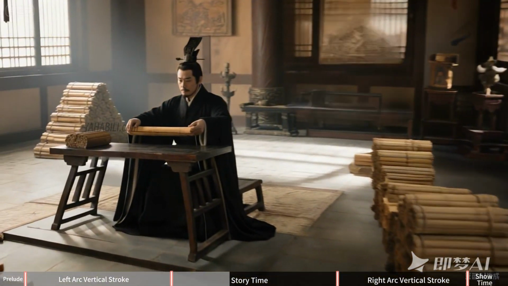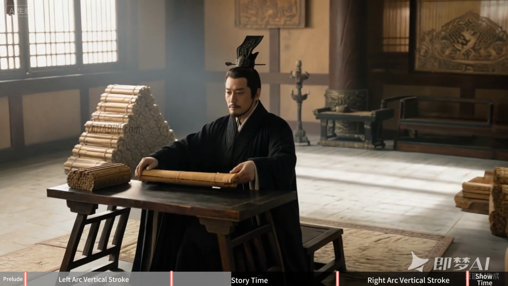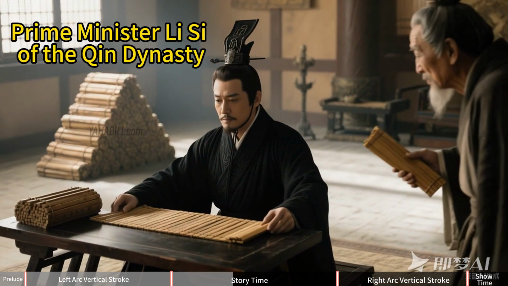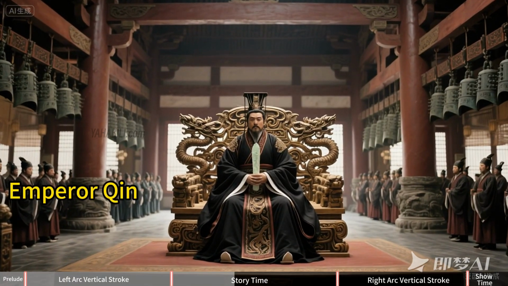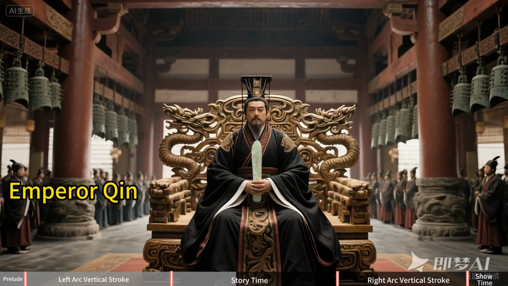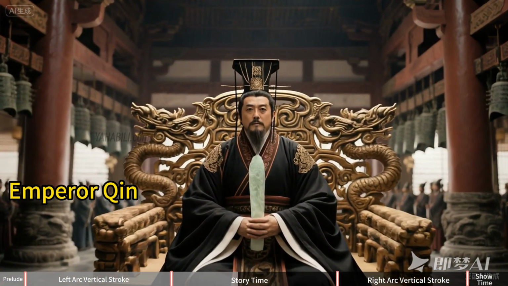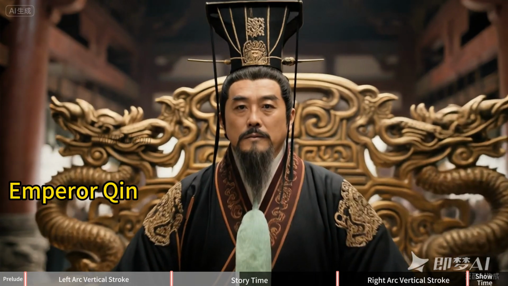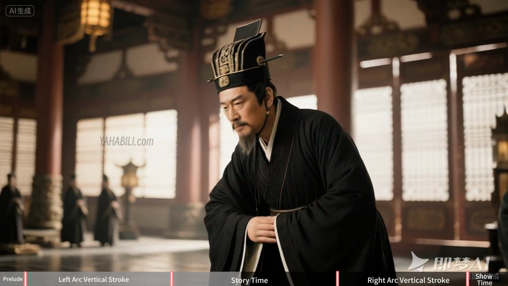Lord Li, 30% of the chief's records have characters unrecognizable after three days. I unified the six states and reformed weights and measures, but characters remain chaotic. Li Si creates standard characters. Your servant obeys.